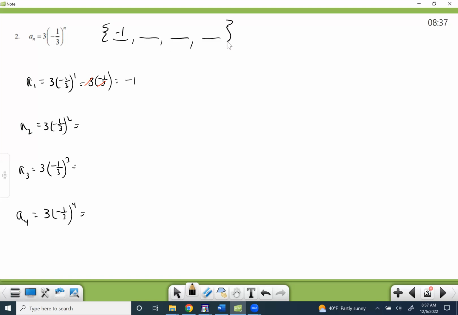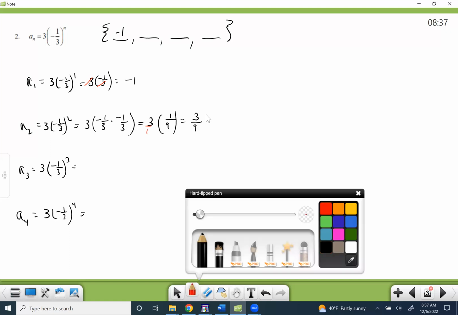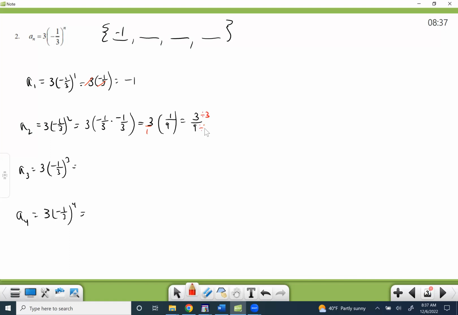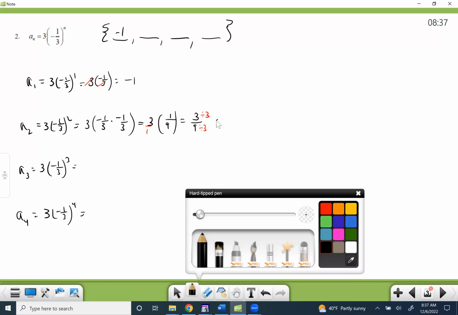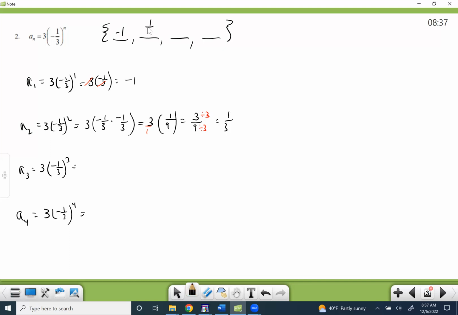Okay. All right, so let's go ahead and do this one. I have to do the exponents first. So I have to do -1/3 times -1/3. Well, a negative times a negative equals a positive. 1 times 1 is 1. 3 times 3 is 9. So if I multiply straight across, I'm going to get 3/9, which we know reduces, if you divide by 3, to 1/3.